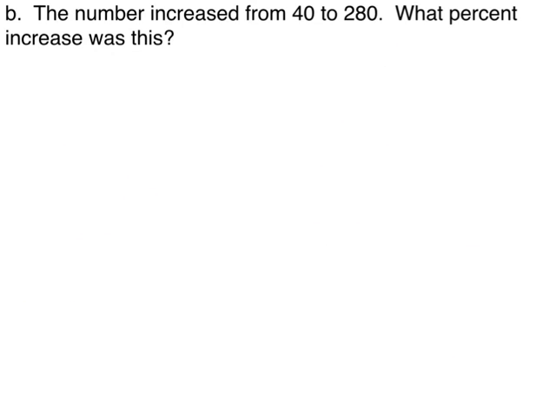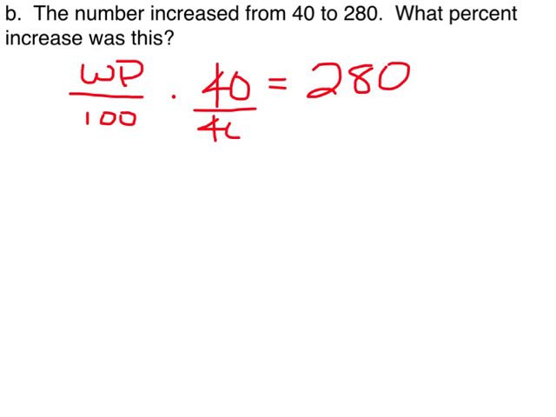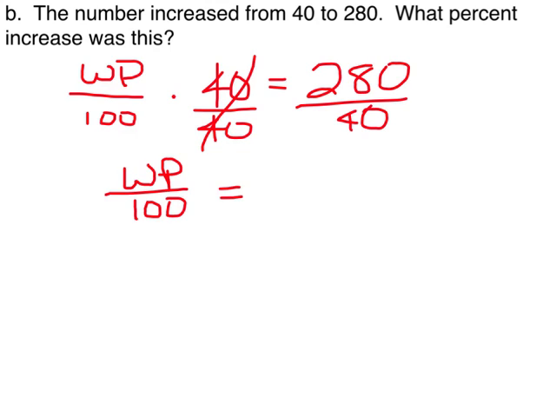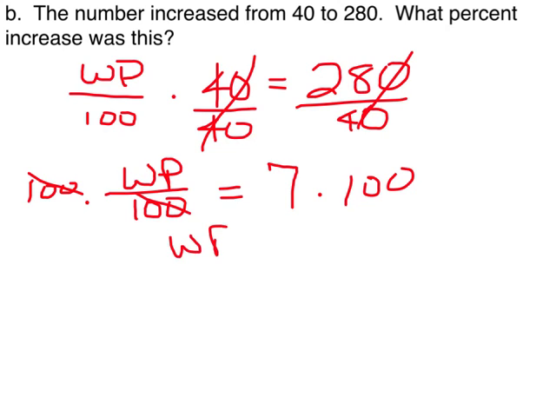Alright, B says the number increased from 40 to 280. What percent increase was this? So let's set this up like this. What percent of 40 is 280? Well, the first thing we're going to do is get rid of 40. So we have WP over 100 equals 280 divided by 40, which I know 28 divided by 4 is 7. And then I'm going to multiply by 100 on both sides. So WP is 700. So 280 is a 700% increase from 40.